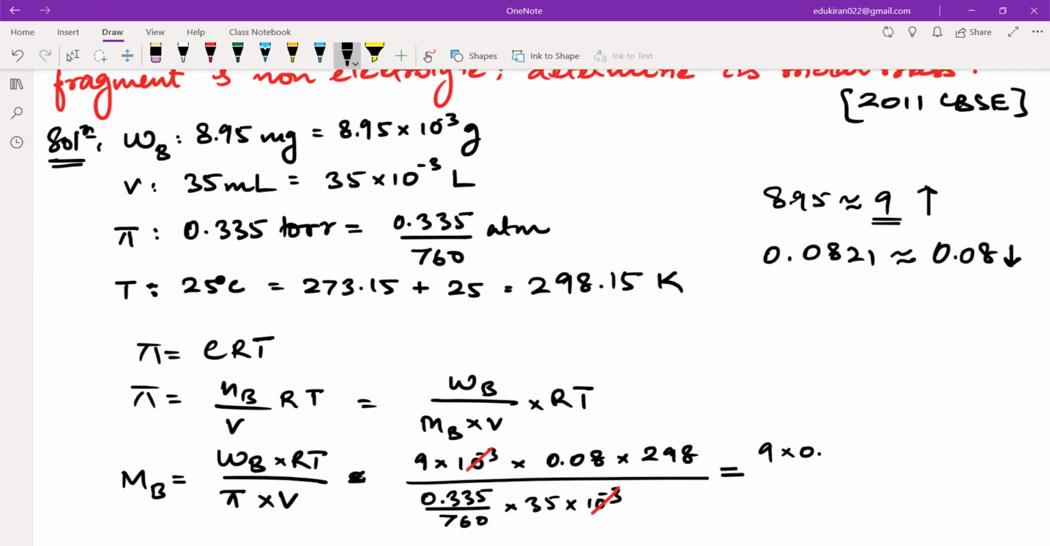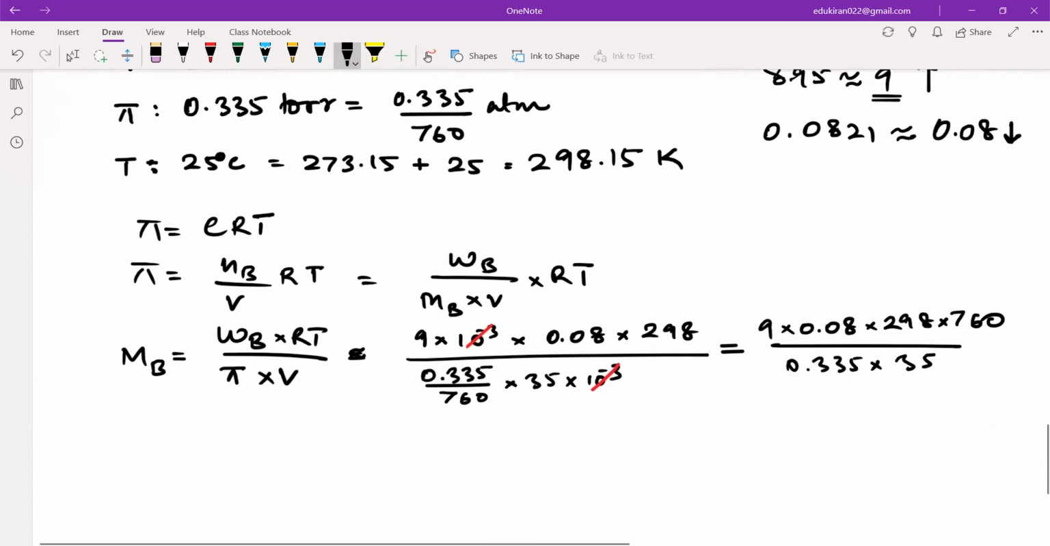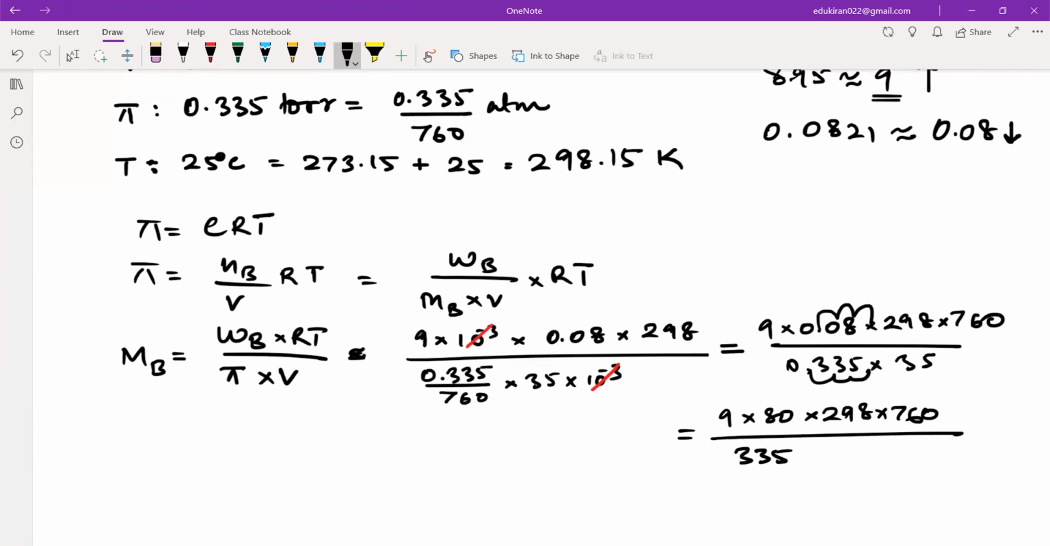9 into 0.08 into 298 into 760 divided by 0.335 into 35. Let us get rid of the decimals. I will increase 1 point here, 1 point here, 3 points here, and 3 points from below. So we'll get 9 into 80 into 298 into 760 divided by 335 into 35. Now I think it will be okay for you guys.